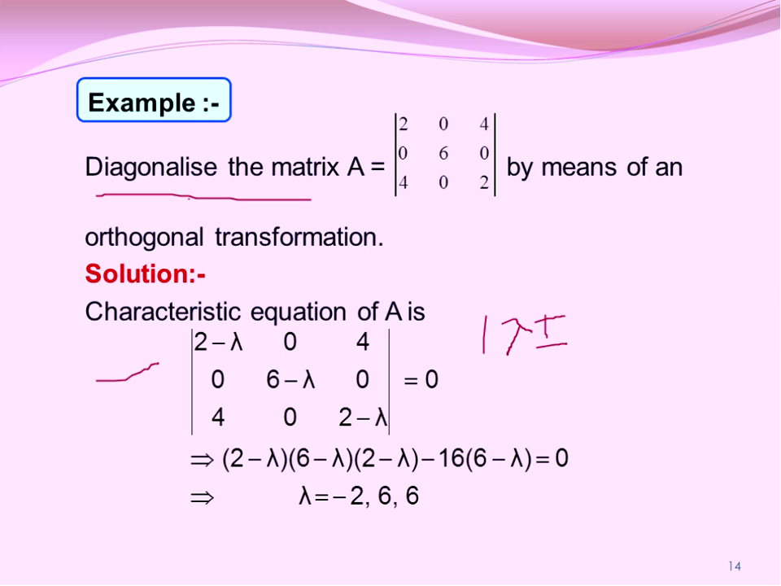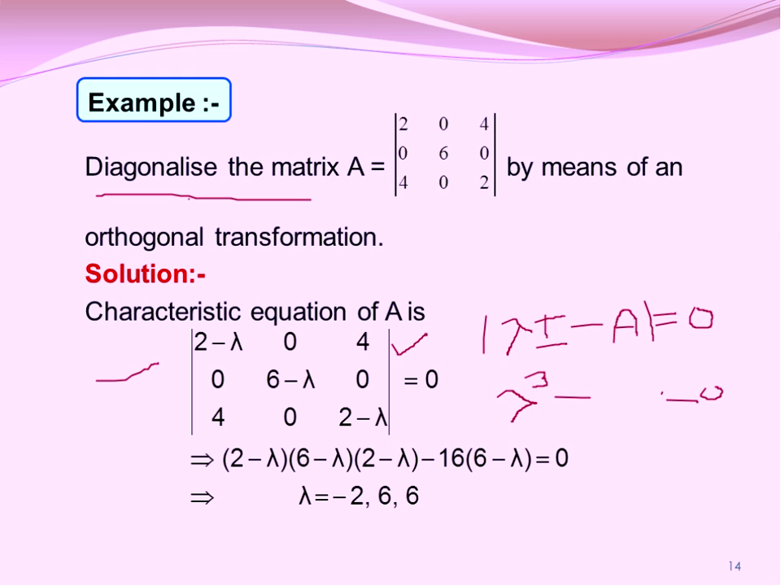Similarly, first of all, we have to find the eigenvalues, and then the eigenvectors. To find the eigenvalues, first of all we have to write the characteristic equation. The formula of the characteristic equation is lambda I minus A is equal to 0. This is the characteristic equation. So here we write the characteristic equation and solve this determinant.